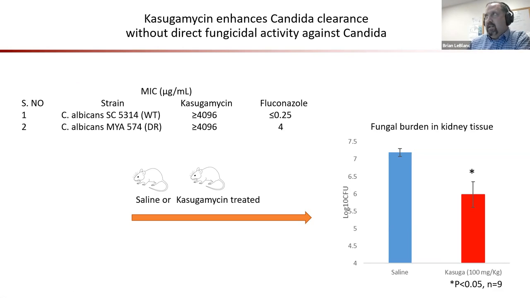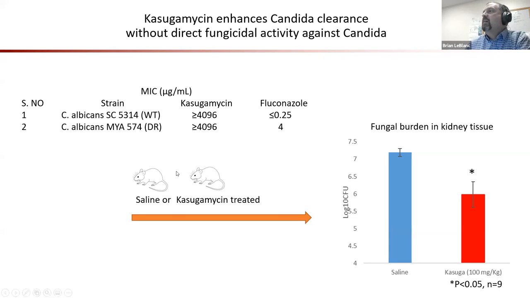It is an antifungal, but looking at the papers from the 1960s, it had no activity against Candida. And sure enough, we reproduced that in the lab, and we showed that it does not have any antifungal activity against Candida, even at high concentrations. Here we have fluconazole is active at 0.25, and then using a drug-resistant strain of Candida, it doesn't affect the viability of Candida with kasugamycin.